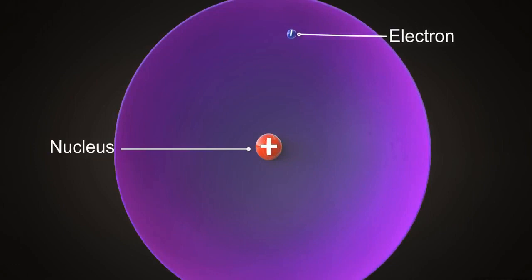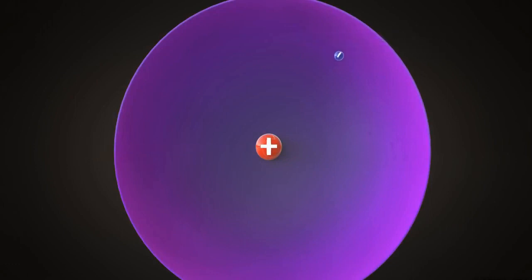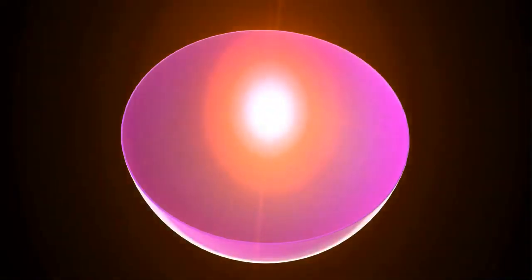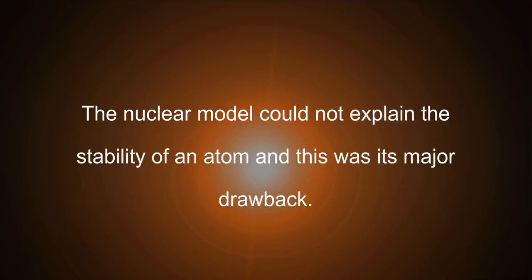But this model did not get much acceptance, as it said that the electron keeps revolving around the nucleus. However, later it was found that any charged body while moving in a circular motion undergoes acceleration. On undergoing acceleration, it should lose some energy. So the energy of the electrons should keep decreasing. As a result, the path in which the electron is moving should keep becoming smaller, and thus finally it should fall into the nucleus, and hence the atom should collapse. So, the nuclear model could not explain the stability of the atom, and this was its major drawback.